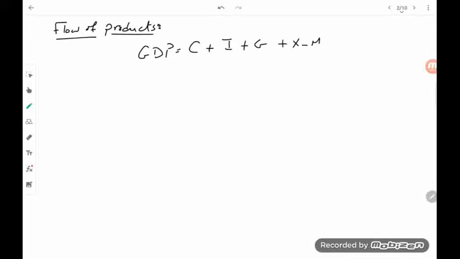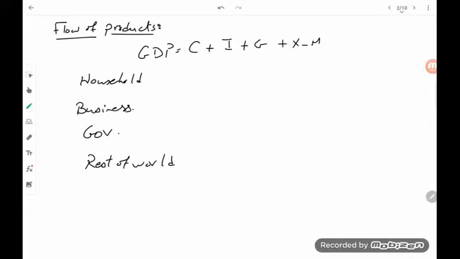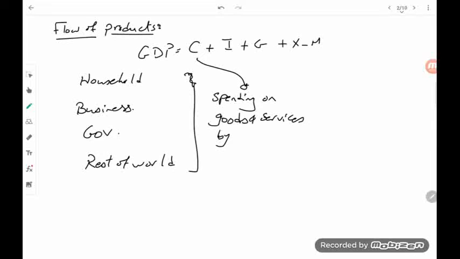As we said before, the country consists of four main sectors: households, businessmen, government, and the rest of the world, all interacting with other countries in the world. Spending made by each one of them has a different name. So spending on goods and services by household is known as consumption expenditure.